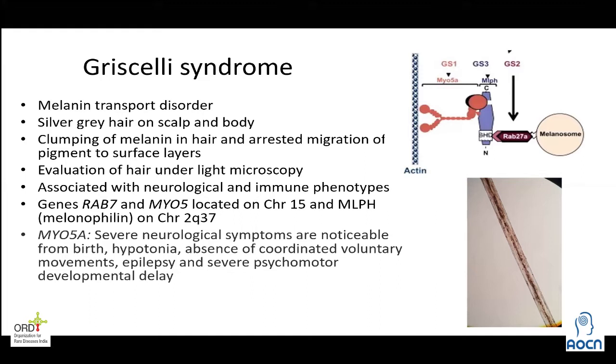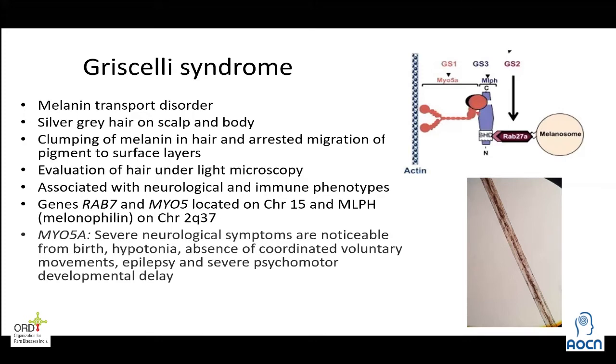So they have severe neurological symptoms, which are noticeable right from the beginning, from birth, and can manifest as hypotonia, absence of coordinated voluntary movements, epilepsy, and severe psychomotor delay. This stays pretty static as the child grows up, and the pigmentary abnormalities give us a clue onto what the diagnosis may be. They're quite difficult to treat and require multiple anticonvulsants to get the seizures under control. And this probably doesn't do very well in the long term.